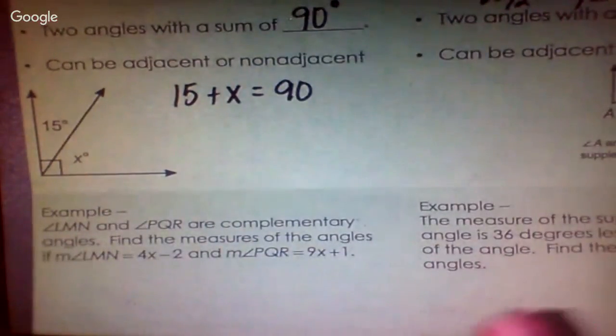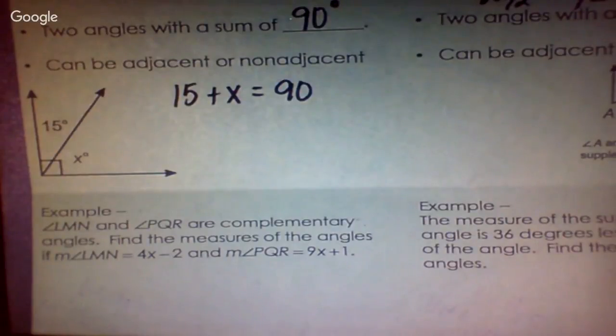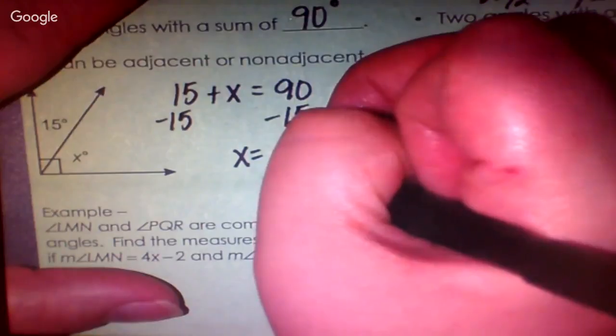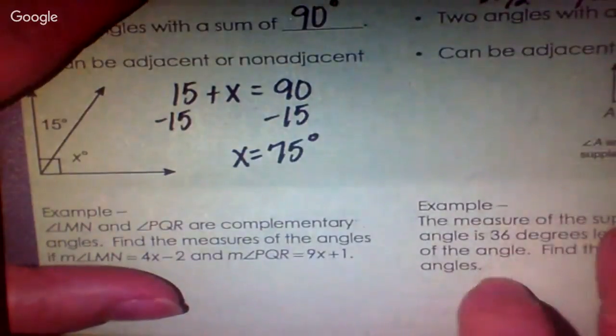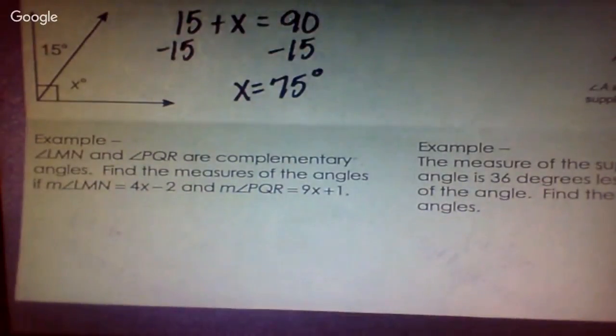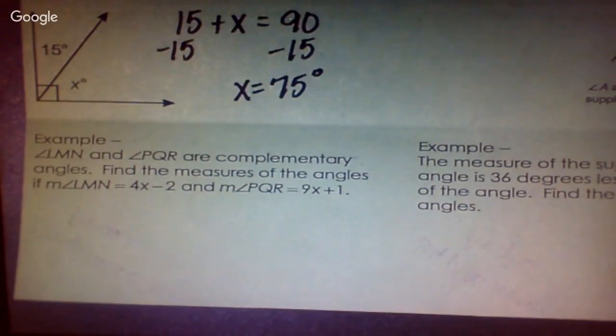So we add them together. 15 plus x equals 90. So how do I find x? Subtract your 15. So x equals? No, it's 90 minus 15. 75. Okay. So that other angle that gets paired with 15 is going to be 75 to make it complementary. This one's going to be 60.